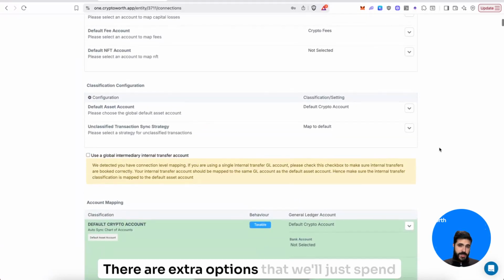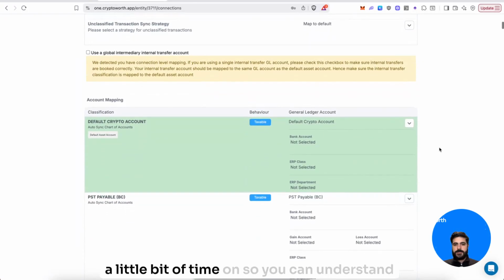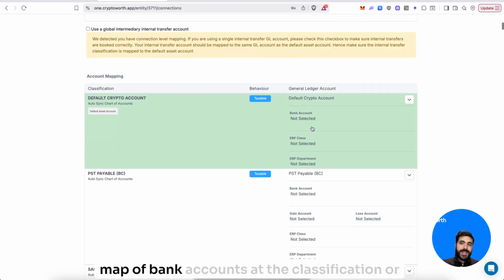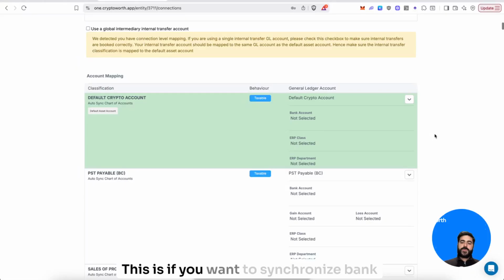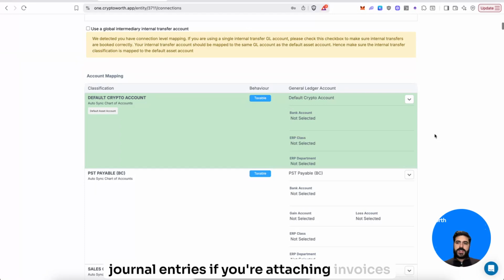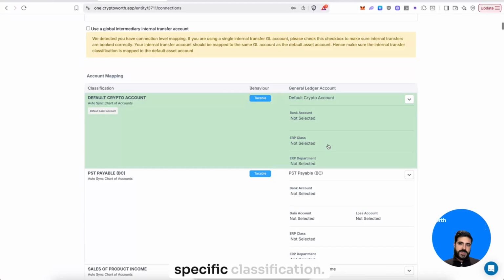There are extra options that we'll just spend a little bit of time on so you can understand what they are. You do have the option to map bank accounts at the classification or GL account level. This is if you want to synchronize bank payments to these accounts as opposed to journal entries if you're attaching invoices or bills and wanting to mark them as paid. So that's an extra option. And then you even have the ability to tie and assign an ERP class or department to a specific classification. So this is totally under your control.